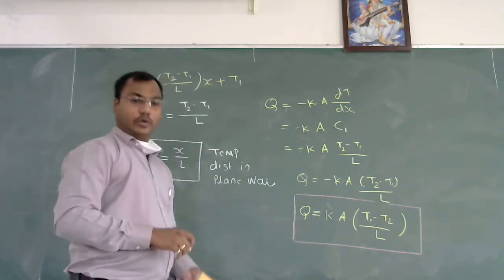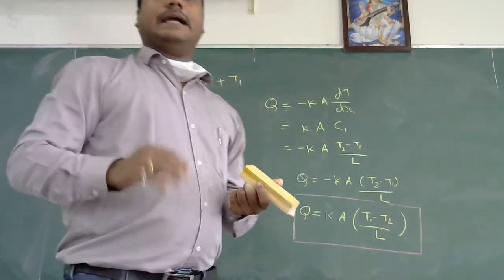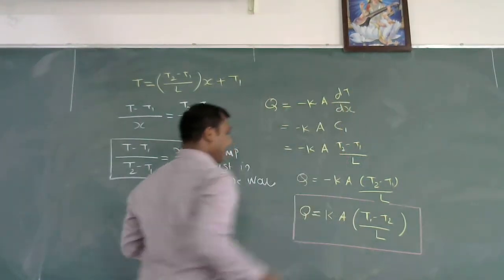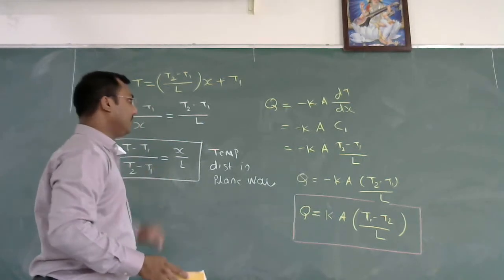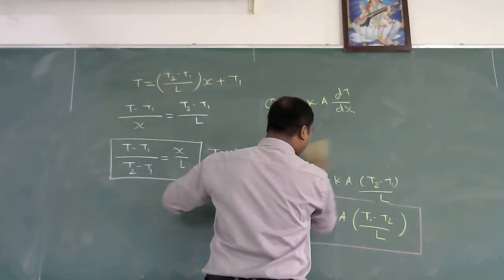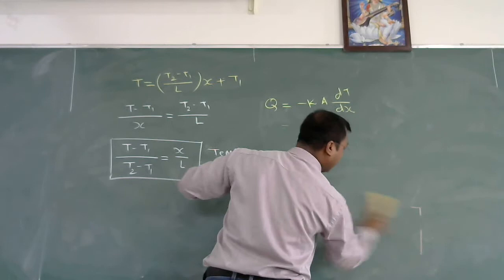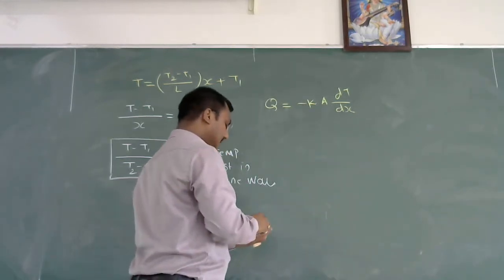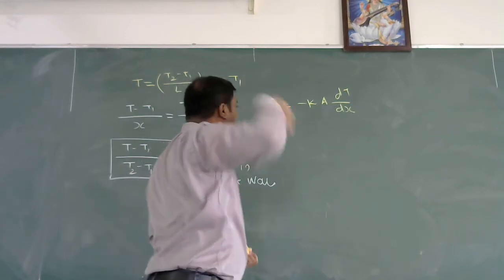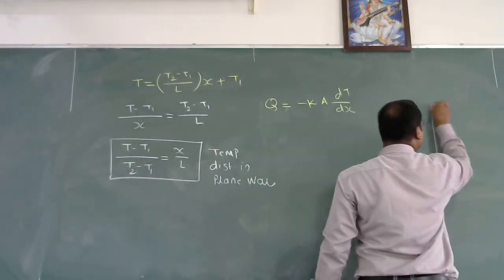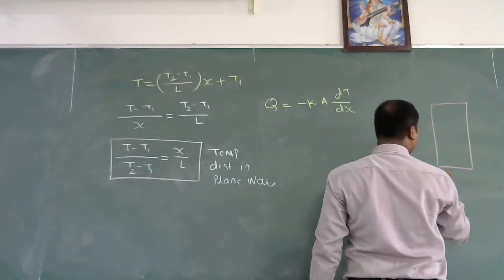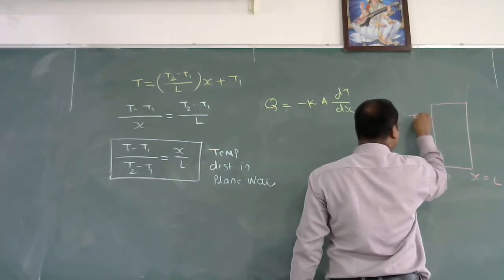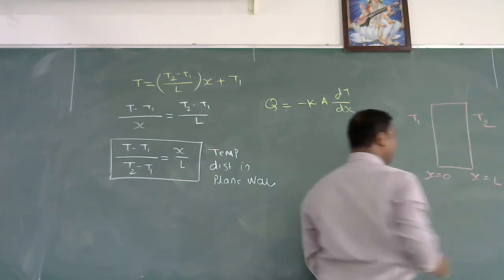So this becomes the equation to find the rate of heat transfer in the given slab. Now let us see one more way to derive this equation from Fourier's law of heat conduction. Suppose I have Fourier's law of heat conduction: Q is equal to minus K dT by dx. I will again redraw: x is equal to 0, x is equal to L, T is equal to T1, T is equal to T2.